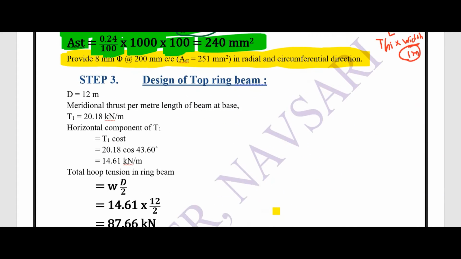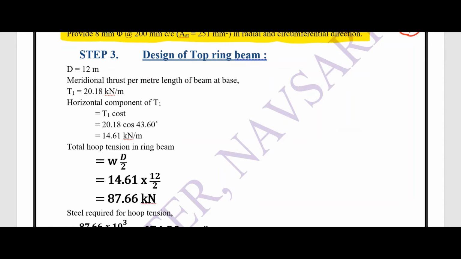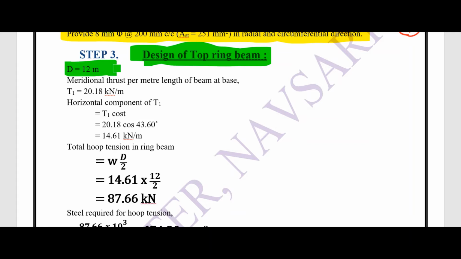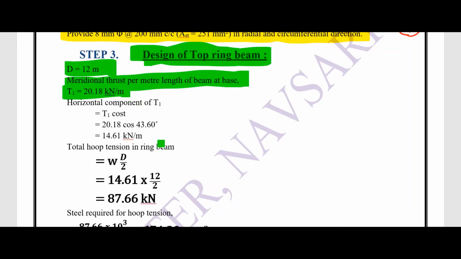Now we are going to the second design, which is called design of top ring beam. So top ring diameter is 12 mm. And meridional thrust per meter length of the beam at base, T1, is 20.80 kilonewton per meter. We calculated it in the dome design. Okay. So meridional thrust is direct. But the horizontal components of T1.